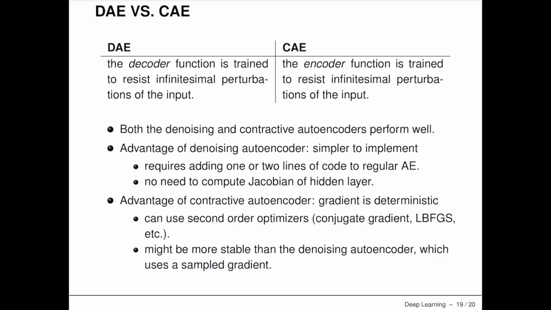On the other hand, the contractive autoencoder is deterministic, because we just add this regularization term to the loss function, which we can deterministically calculate, so we don't have any additional stochasticity as we have by introducing the stochastic corruption process in the denoising autoencoder. This means the contractive autoencoder, which is deterministic, might be more stable because we don't have this additional stochasticity when sampling the gradient.